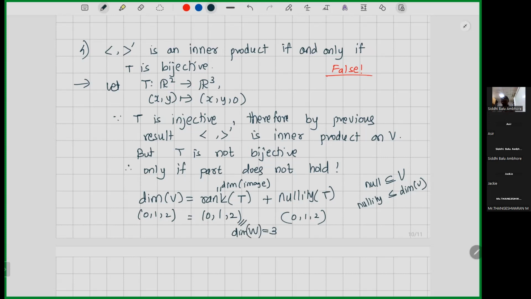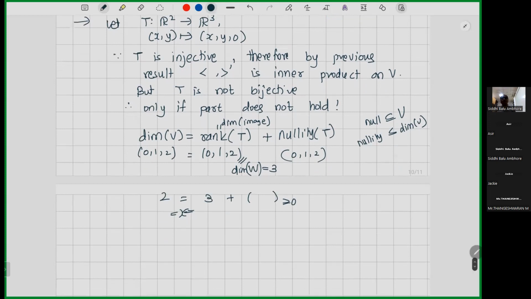Take any linear transformation from R2 to R3. Rank will be either 0, 1 or 2. The zero map will have rank 0. For example, (x, y) going to (x, 0, 0), then rank will be 1. The maximum rank will be 2. It will never be 3, because if rank is 3, that is a surjective map, then 3 plus something non-negative is equal to 2, and this is absurd. This will never hold. So that's what I meant when I said try to do things with dimension.